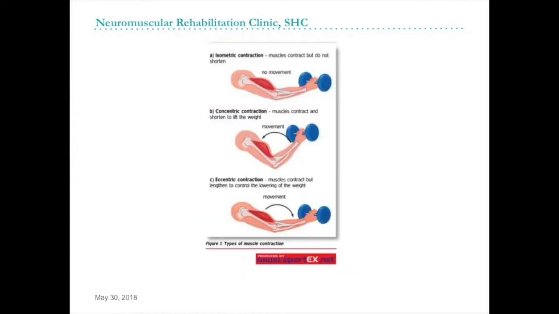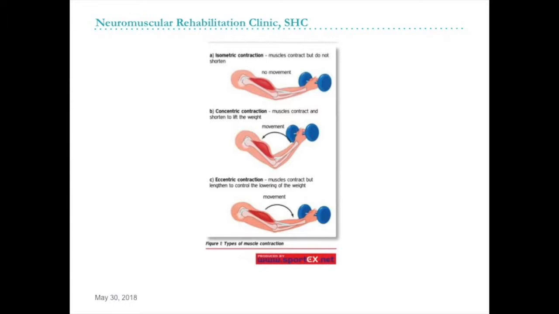Different types of contractions you may have heard of before include isometric contraction, where there's no movement at all. That means equal length, so the muscle is not shortening or lengthening, and that's when you just contract the muscle and activate it, but you don't have movement of that joint, or the limb doesn't move.